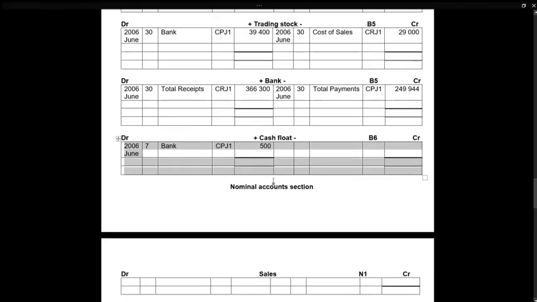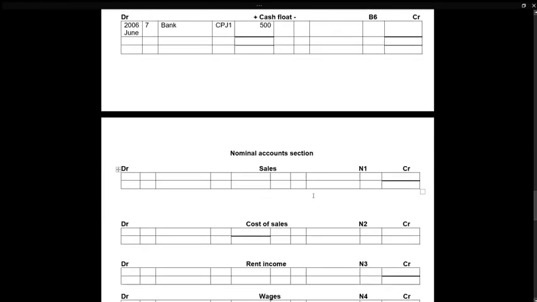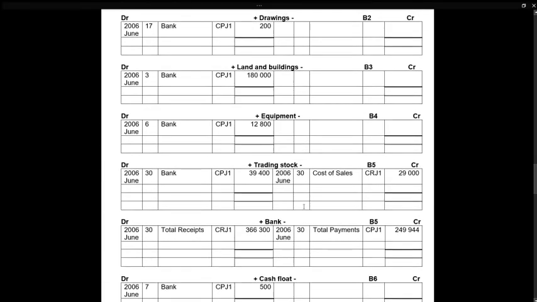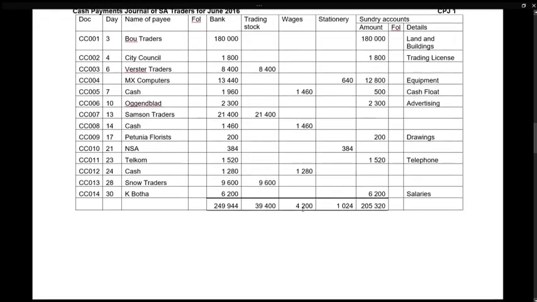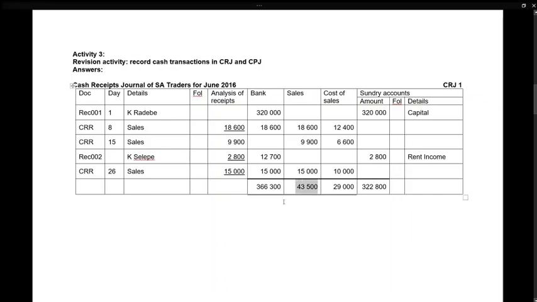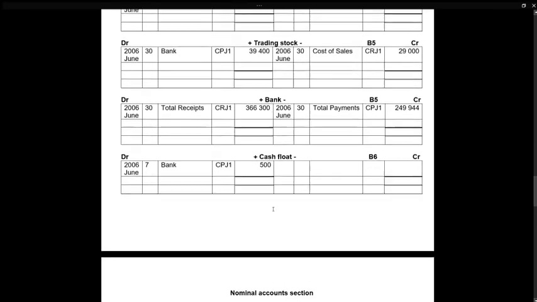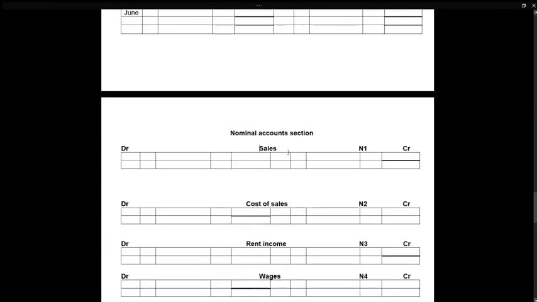Right, up next is our nominal account section. Move that to our next page. First of all, sales. Let's go and have a look at our total sales. Cash received journal, 43,500. Total of a column. Remember, sales is an income and the signs for an income will be minus, plus. And the total of sales was 43,500.